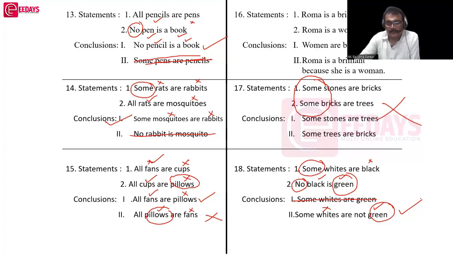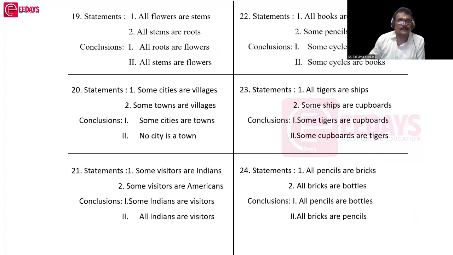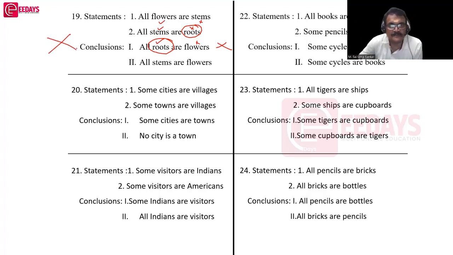Okay. Now, go to the 19th one. All flowers are stems. All stems are roots. Next, all roots are flowers. Here, roots is distributed in the conclusion but not distributed in the statement. So, this is not a valid conclusion. Next, stems. What is the middle term? Stem. What is the property? The middle term should not be there in the conclusion. So, this is not a valid conclusion. Leave it. Go to the next one.